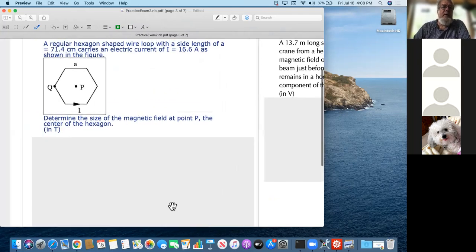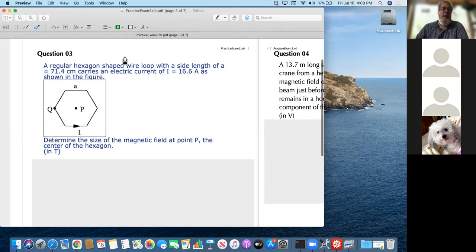Here's the third question. A regular hexagon-shaped wire loop, side lengths are A, that's given, carries an electric current I, which is given. And the question is, what's the magnetic field at the point P?